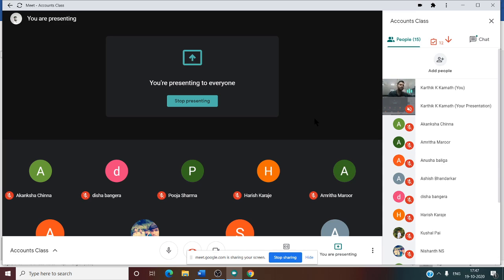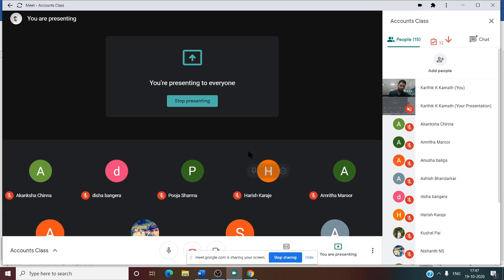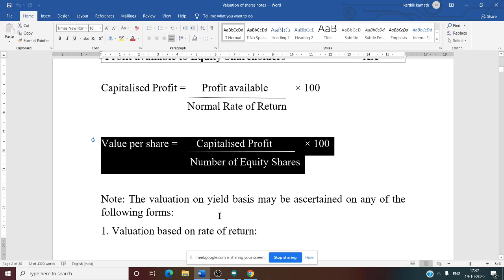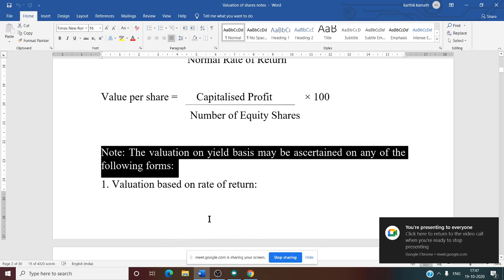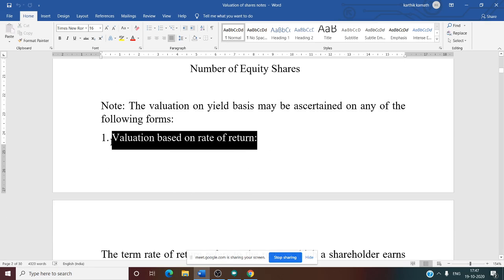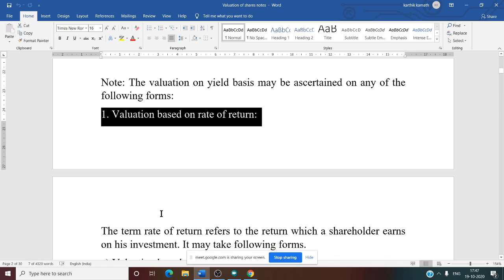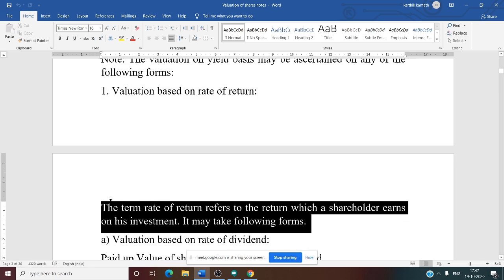Now, under the market value method, there are some sub methods given. So we need to see this: the valuation on the yield basis may be in any one of the following forms. So one is valuation based on rate of return. So what is this rate of return? Rate of return means, suppose you invest in something, what rate of return will you get?